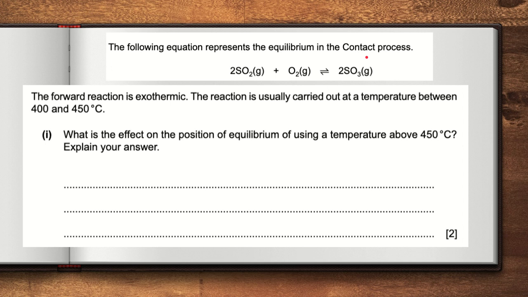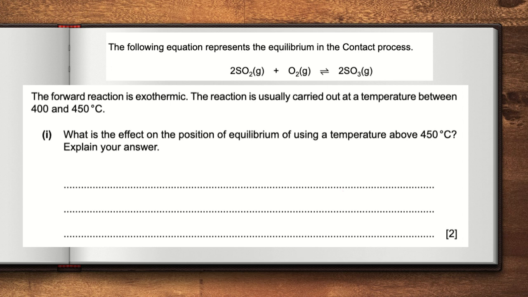It says the reaction is usually carried out at a temperature between 450 and 400 degrees C. It says, what is the effect on the position of equilibrium of using a temperature above 450? In other words, if you increase the temperature, well, we know that increasing the temperature favors the endothermic reaction. In that case, have a look down here. It's worth 2 marks. Try and pause the video now and think, what would you write for those 2 marks? Pause the video.